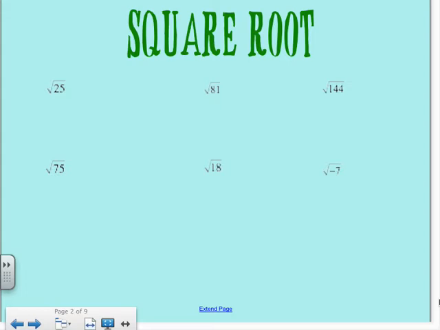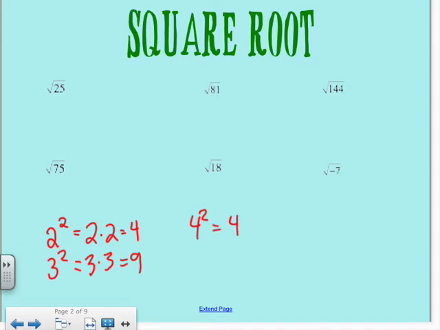Okay, so the symbol, it may look like a long division symbol, but it actually is square root. It's a little different. It's kind of like a little check mark. What's important to think about is actually squaring a number. Remember, if you square 2, it means 2 times 2, which is 4. Or if you square 3, it means 3 times 3, which is 9. Or if you square 4, 4 times 4 is 16. Or if you square 5, 5 times 5 is 25.